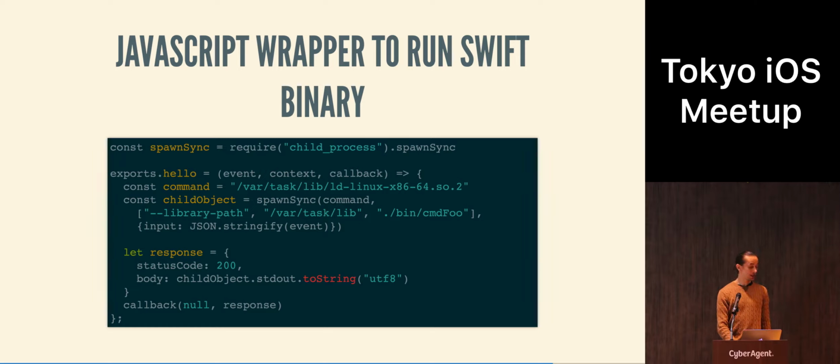And finally, this is the JavaScript wrapper. So we are able to run the Swift binary in the Lambda. When I look at this code, I tried to make it as simple as possible, but it's still hard to read.